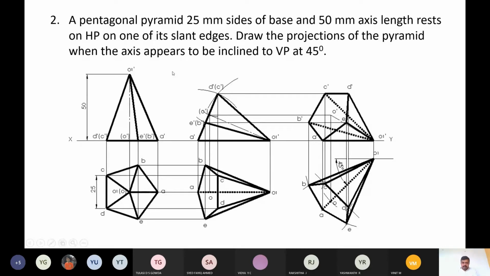Whether it is resting on a corner, base edge, slant edge or slant face, the initial position remains the same. That means initially you should keep the solid in vertical orientation so that in the top view you can get the true shape of the base, and in the front view you can get the true height of the pyramid, that is the true length of the axis. In such a way you should keep the pyramid.